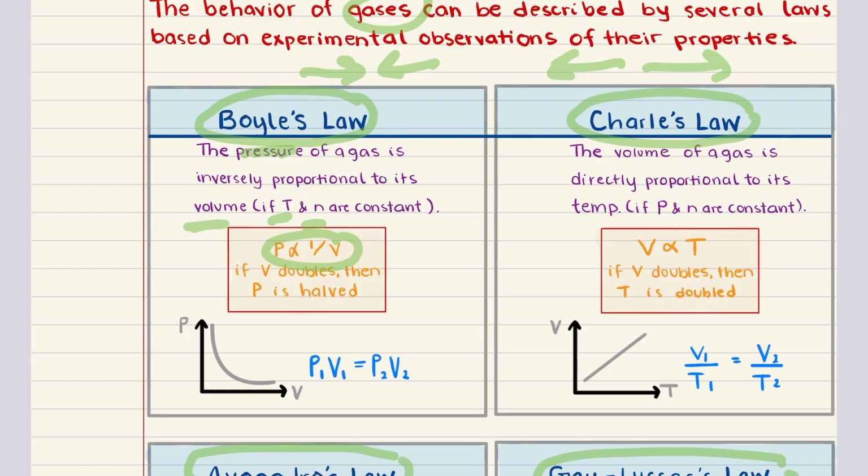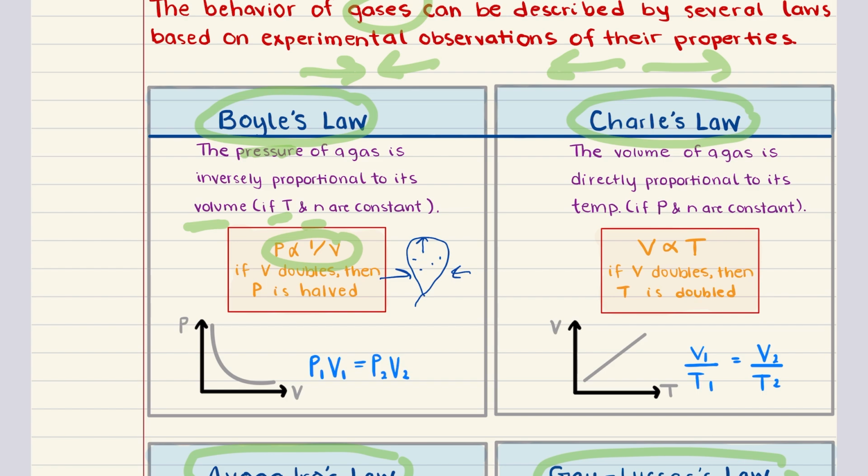To understand why this happens, imagine a balloon. If you squeeze this balloon, you're going to be reducing its volume. As a result, the gas particles inside are forced into a smaller space, and they're going to be colliding with the walls of the balloon more frequently. This is going to increase the pressure. On the other hand, if you let the balloon expand, the gas particles have more room to move, and that will lead to fewer collisions and lower pressure.